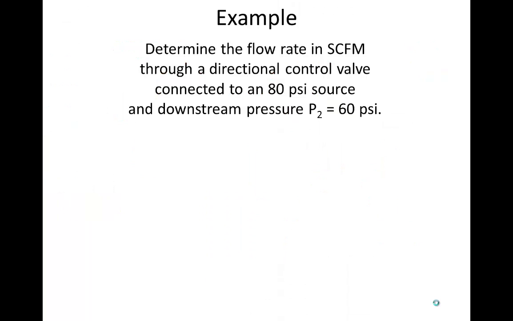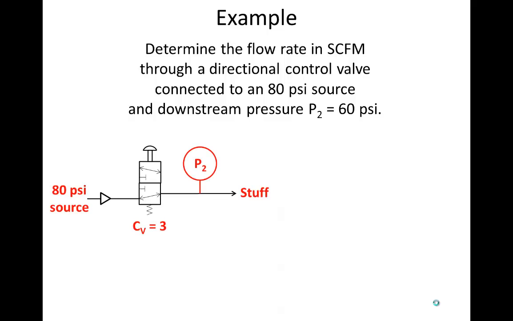So let's look at a specific example. We're going to determine the flow rate in SCFM through a directional control valve that's connected to an 80 psi source with downstream pressure P2 equal to 60 psi. So here's our scenario. 80 psi source, a directional control valve whose CV is 3, and this is connected to a pneumatic circuit such that P2 is 60 psi.